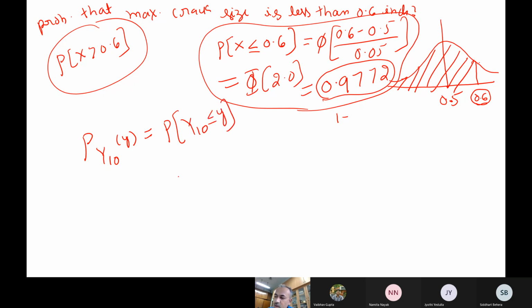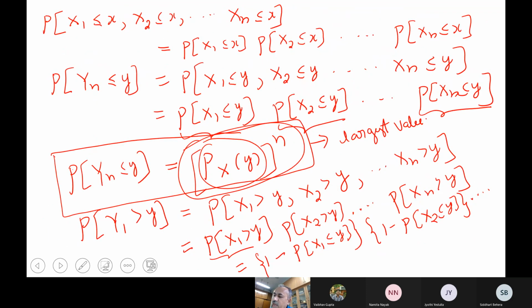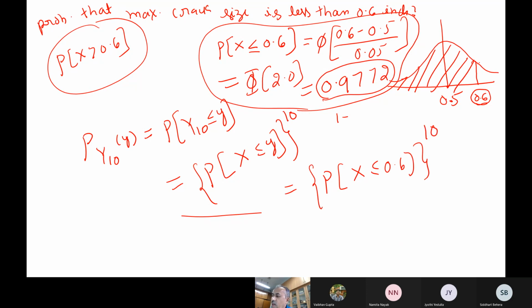So this is what we have to calculate. You can write this as the probability of x less than or equal to y, whole to the power of 10. This comes from the expression we have already written, P_X(y) whole to the power of n. So this is nothing but P of x less than or equal to 0.6, the whole to the power of 10. This is what we have to write.